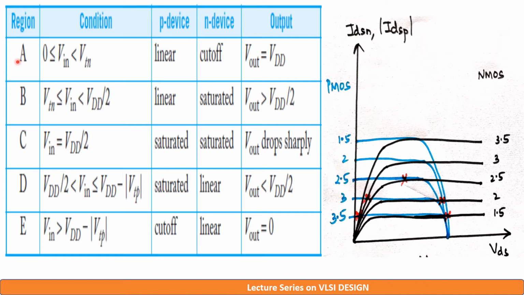So region A can be considered as input voltage 0 or input voltage less than the threshold value. When input is 0, the PMOS device will be in the on state. NMOS is off, so we say NMOS operates in the cutoff region, and when input is 0, output will be VDD.